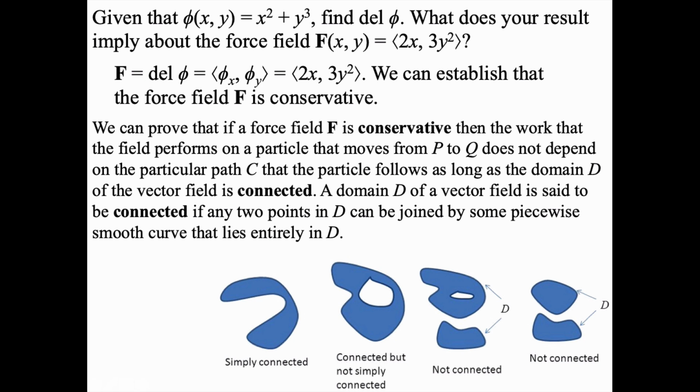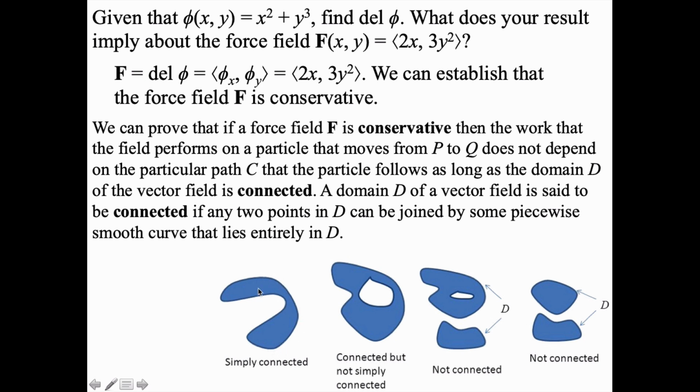And that's true as long as the domain D of the vector field is connected. A domain D of a vector field is said to be connected if any 2 points in that domain D can be joined by some piecewise smooth curve that lies entirely in D.